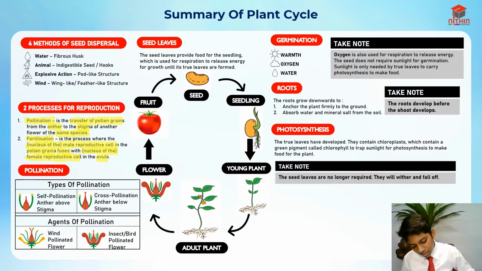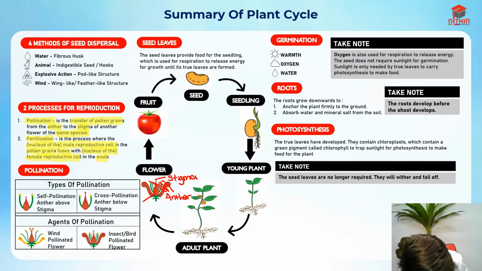Okay, so let me show you where the stigma, anther and ovule are. This is the stigma over here. These yellow things over here are the anther. And this part over here is the ovule. So let me write that. I hope you understand it.